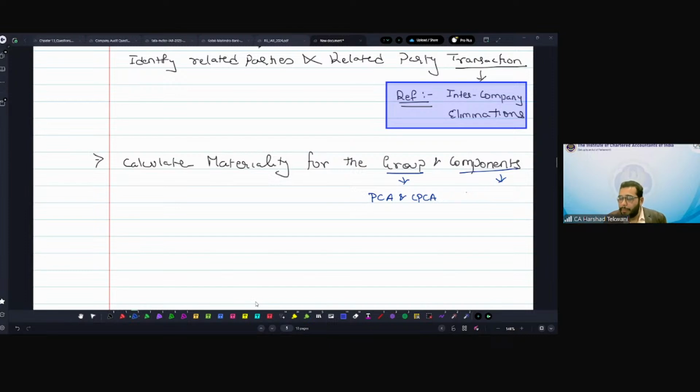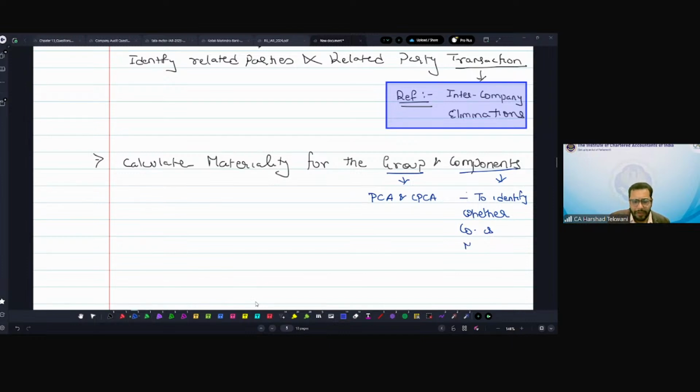So the component materiality is calculated for two reasons. Number one, to identify whether the component is material.